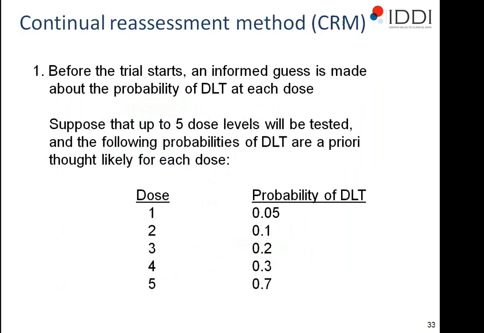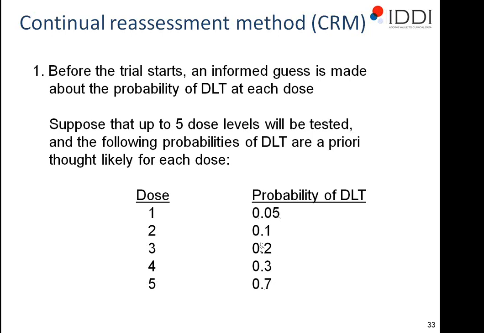So essentially, before the trial starts, what we should do is make an informed guess based on the preclinical data, for instance, about the probability of DLT at each dose. So it may be that, for instance, if we start with 5 dose levels, we could just number these doses and say we can have some initial guesses for this probability of DLT.